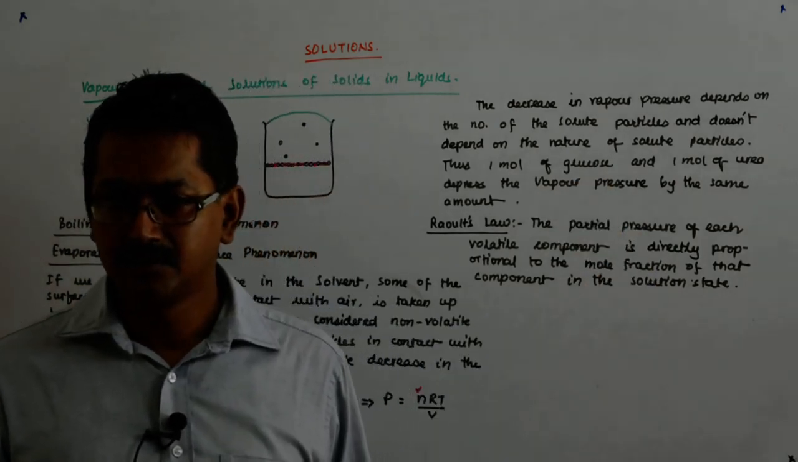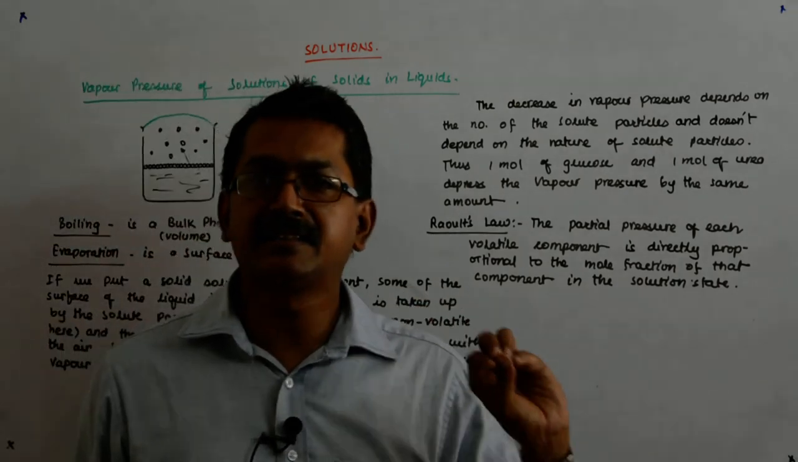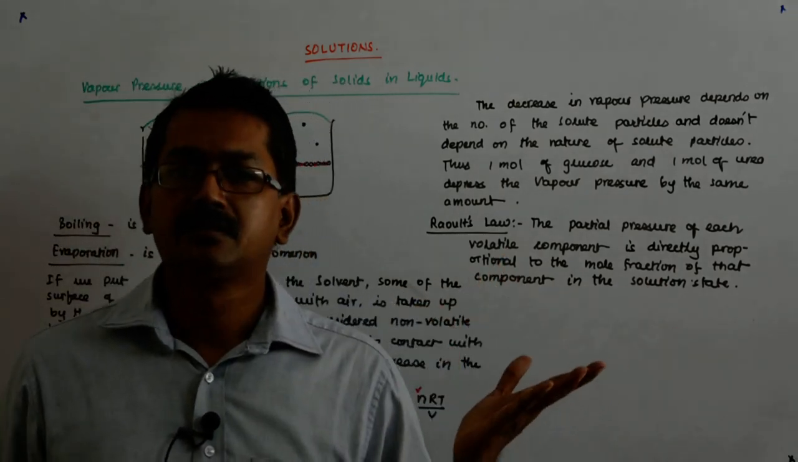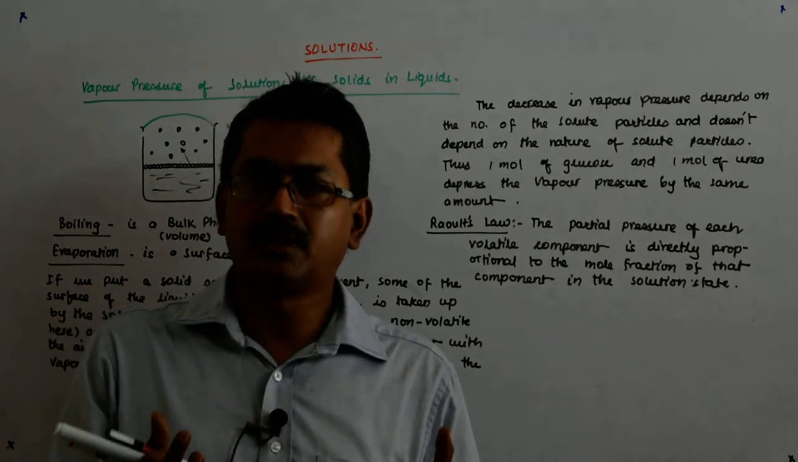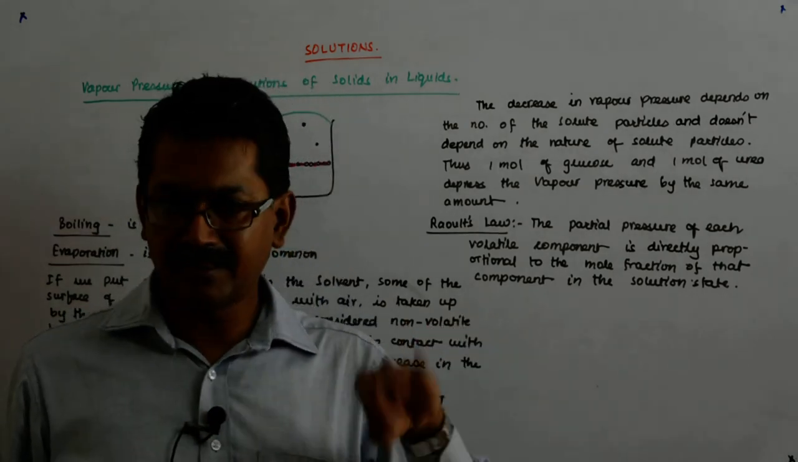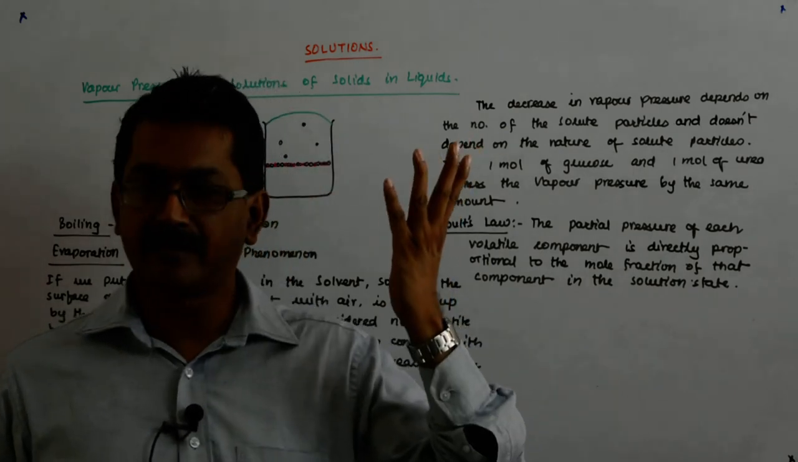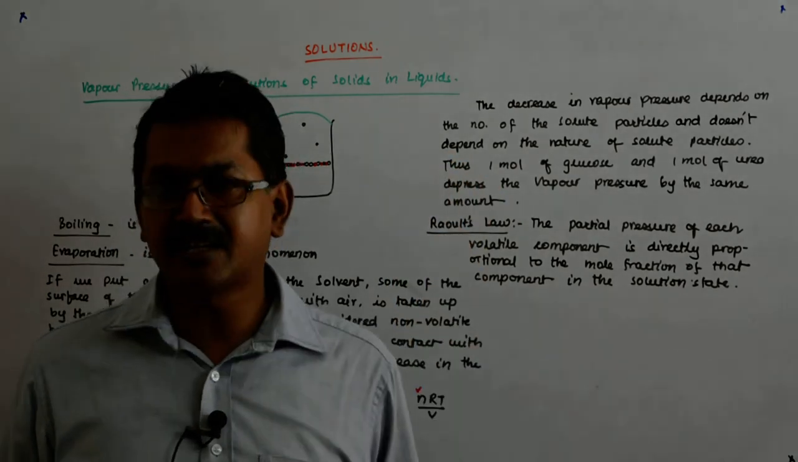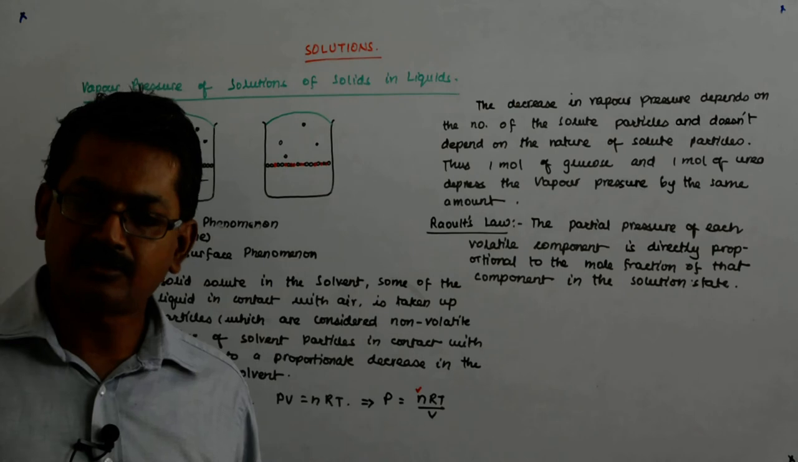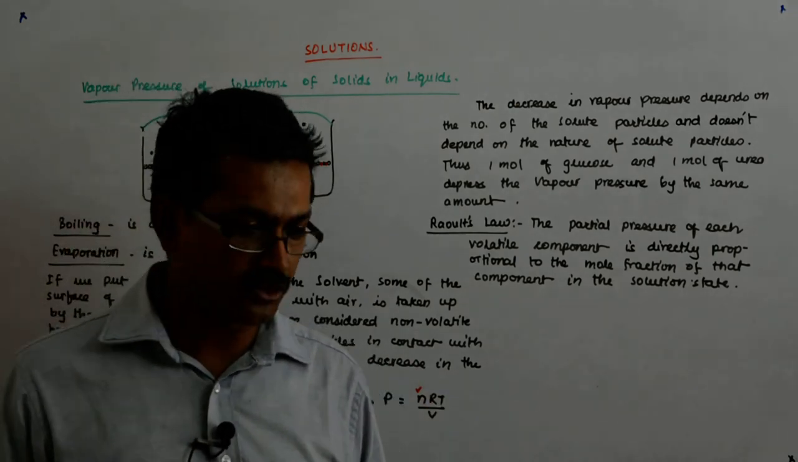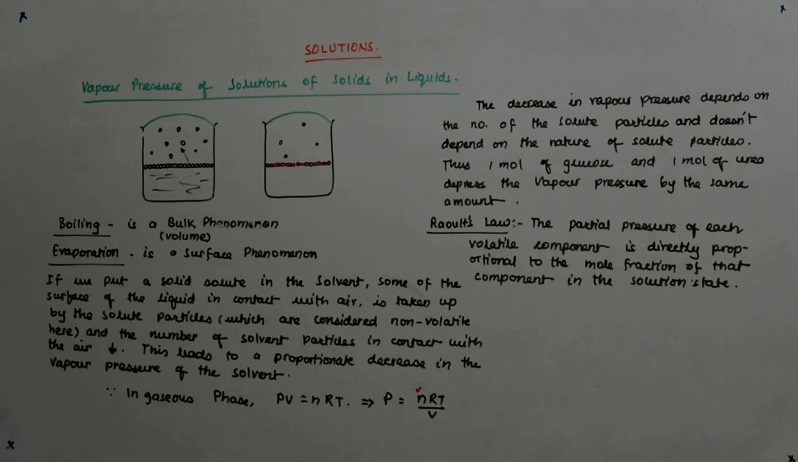You understand? Because if you add anything more to it, what happens? Now there are two things. So the denominator, there was N1, there is N2. So the denominator becomes heavier while the numerator remains the same. So the mole fraction actually goes down. So that's why the pressure goes down. That's all. Fine? That is all. Yeah. So that is why. Okay?